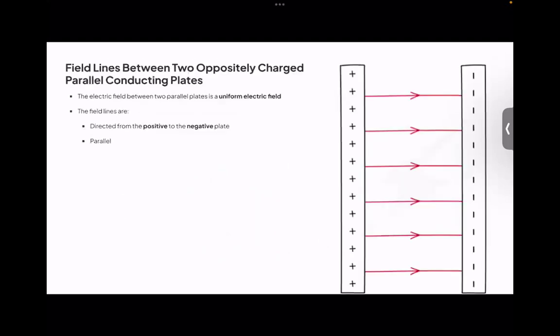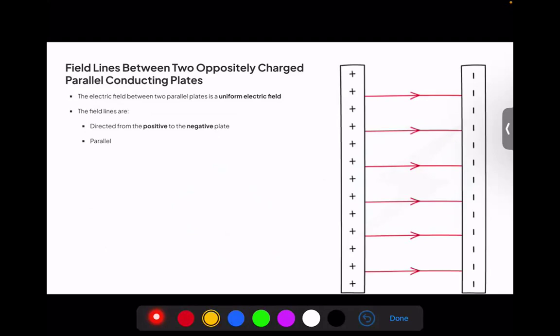If you have two conducting plates, you will always show a straight line from positive to negative, parallel lines. So make sure that you are very careful about this point: directed from positive to negative and parallel. There will be no curved lines or anything. There will always be straight lines if there are two parallel plates. So field lines will be exactly horizontal. Lovely.